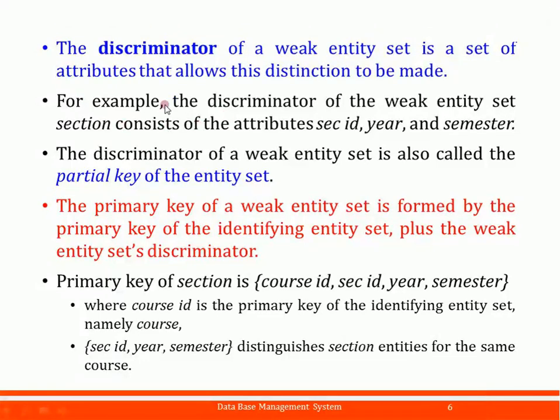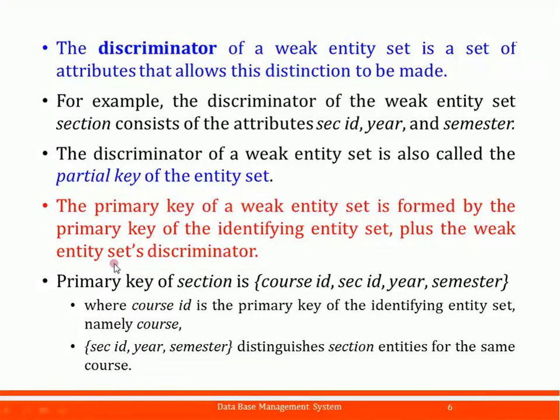So this discriminator is called the partial key. It cannot form the total key; it is the partial key of the entity set. The primary key of a weak entity set is formed by the primary key of the identifying entity set, that is, the strong entity set which is associated with this weak entity set, together with the weak entity's discriminator.